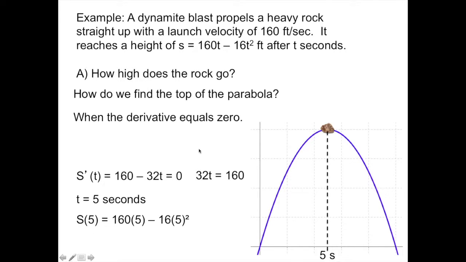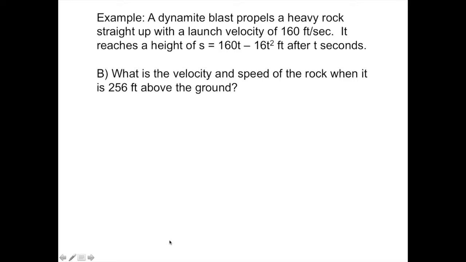That's what we're really saying. So we're going to plug a 5 in for the t's, and we have 160 times 5 minus 16 times 5 squared. And so we know the rock is 400 feet in the air, which is quite a blast, actually. For part B, it wants to know the velocity and the speed of the rock when it is 256 feet above the ground. So remember, the speed is just the absolute value of whatever velocity answer we get.